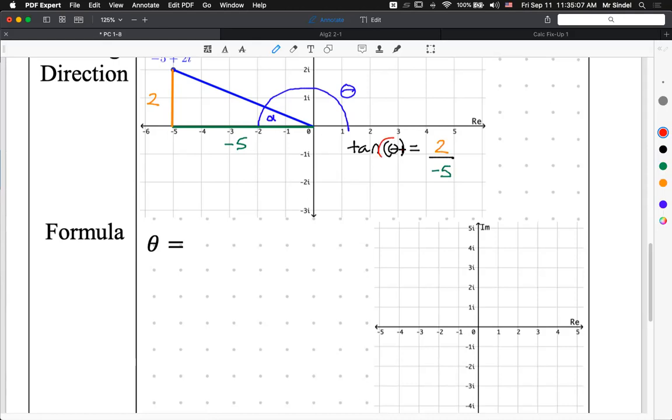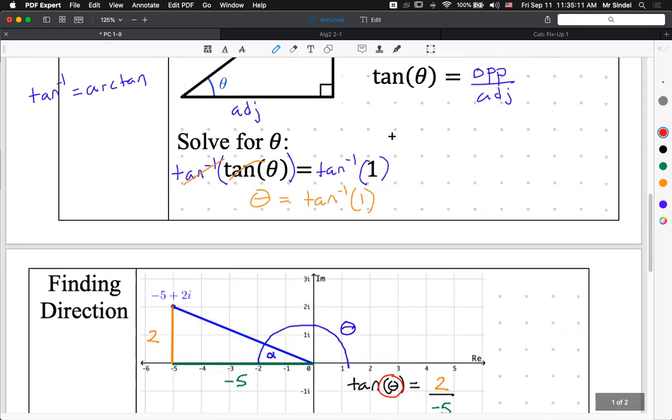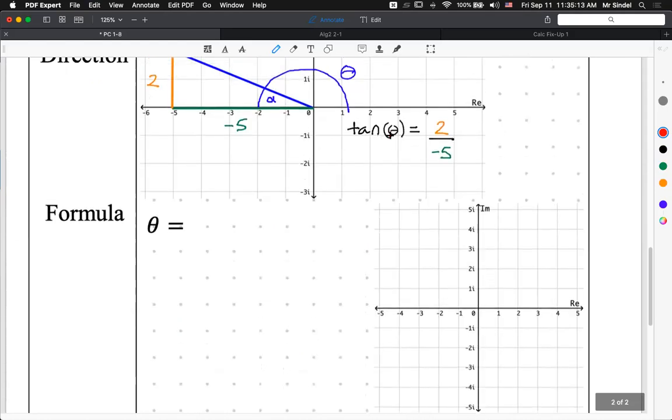Again, I'm trying to solve for theta. Look back right up here. What did we do to both sides to get rid of the tangent, to undo tangent, to get theta by itself?